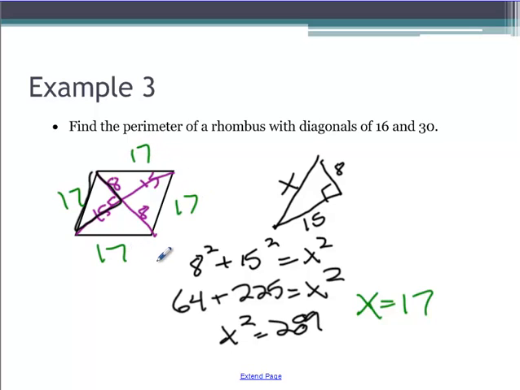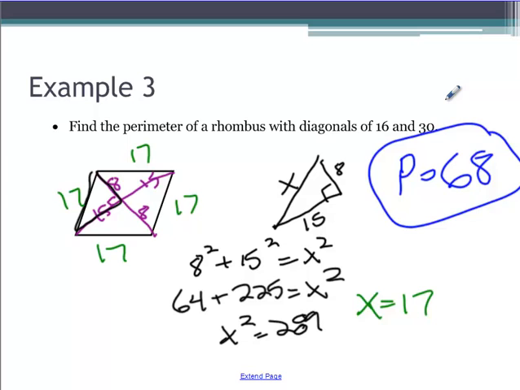And the question asks us to find the perimeter. The perimeter of the shape is 17 times 4, 17 plus 17, 4 times. So the perimeter is 68.